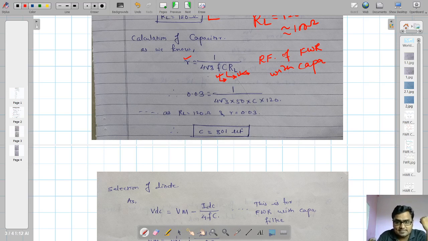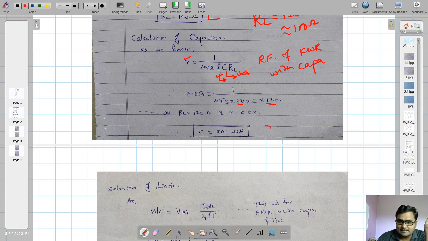See, if the rest of the things are known and only the capacitor is unknown, then I can calculate the value of capacitor. Just put the value of frequency F, that is 50. I am putting it here. Put the value of load resistor RL, 120 ohm. I am putting it here. And then calculate the value of capacitor. If I calculate it by putting all those values in the equation, I am getting capacitor equals to 801 microfarad.